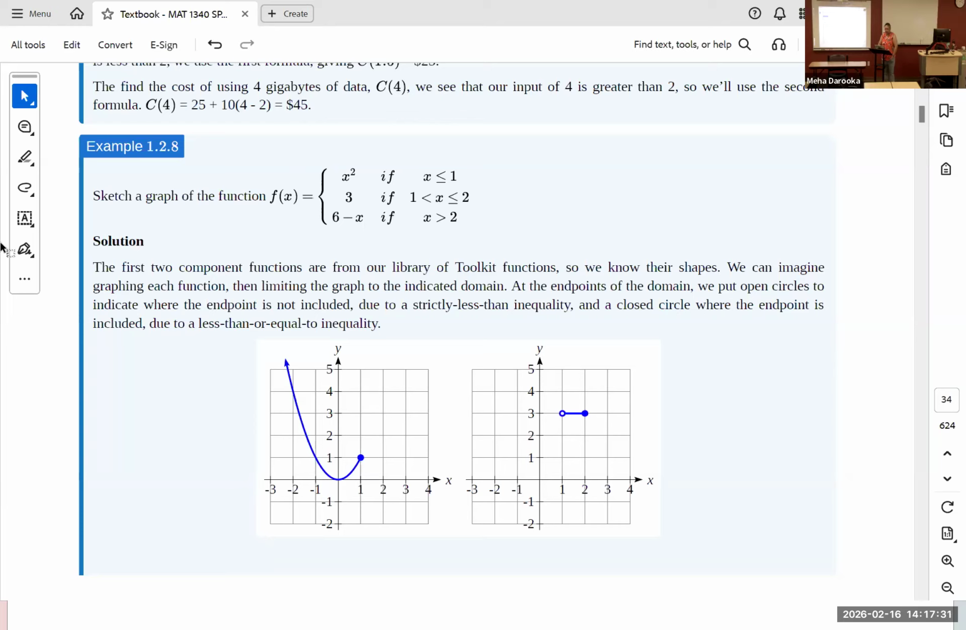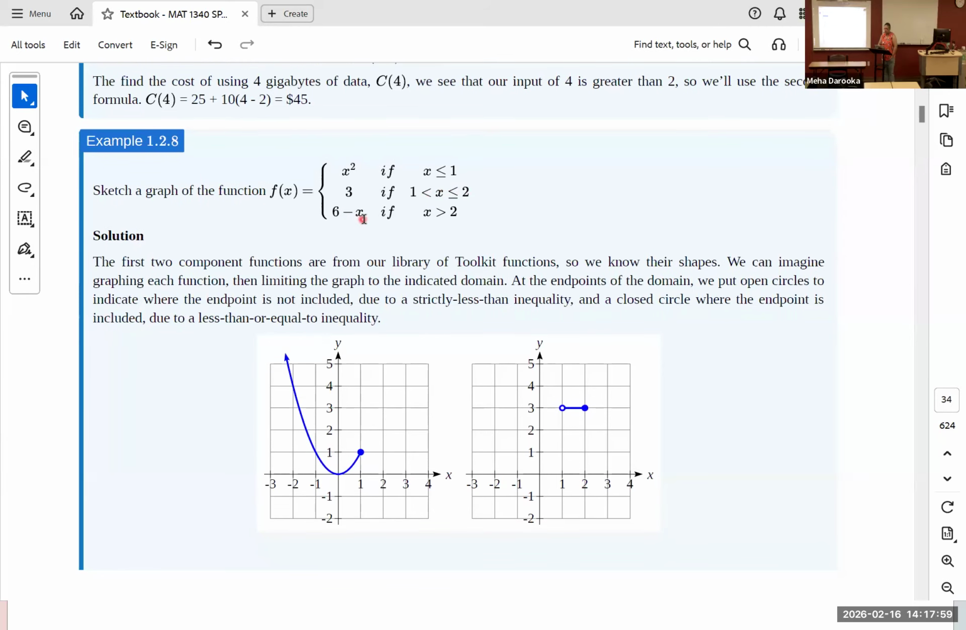So the first part of the function is telling us you are using x squared if x is 1 or less than 1, right? So you can see we have a closed circle here at 1, and then you can see what the graph ends up looking like here. The second piece tells us the value is going to be 3 if your x is between 1 and 2, but not including 1. So you will see how we have an open circle here, a closed circle here to represent what's included, what's not included.